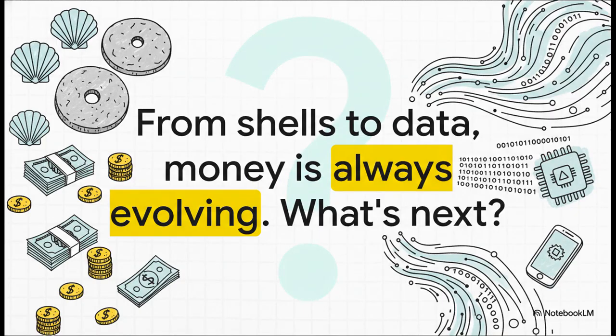So, money isn't some fixed, unchanging thing. It's a technology. And like any technology, it's always evolving. We've gone from shells to giant stones, from paper bills to streams of data. It's always changing to become more efficient, faster, and more convenient. Which really just leaves us with one big, fascinating question. What's next?